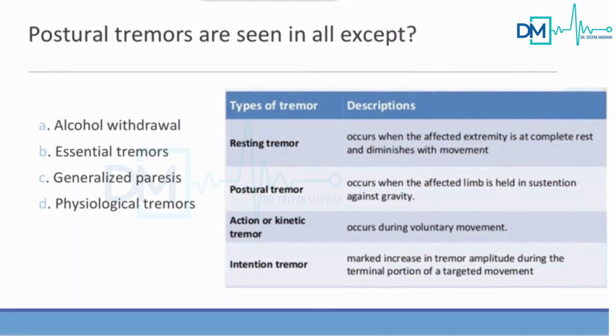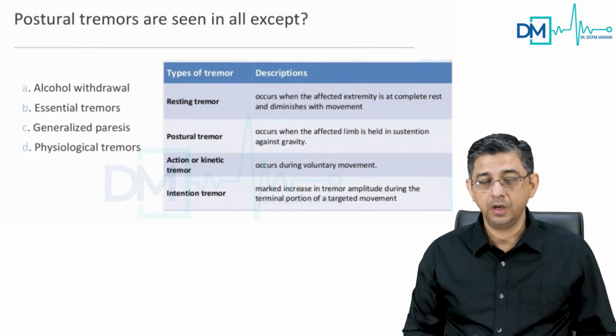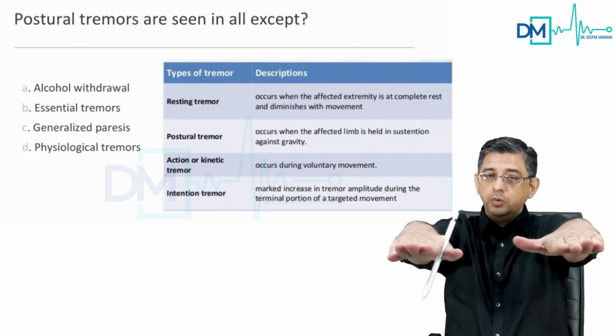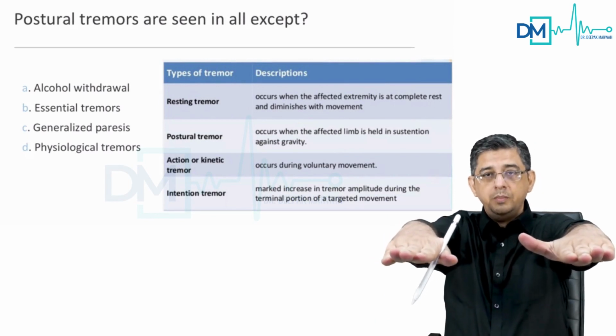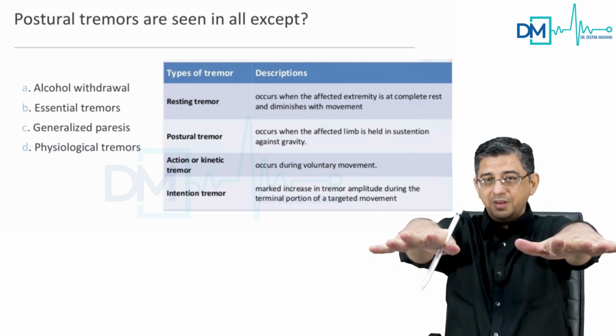Coming to the next question, it says postural tremors are seen in all except. First of all, you should know the meaning of the word postural tremors. So I'm just going to extend my arms in front of you. You can see gravity would be acting on my arm. It would be acting on my hands, but my hands are stable. I mean, I'm not having any tremors of my fingers at the moment.